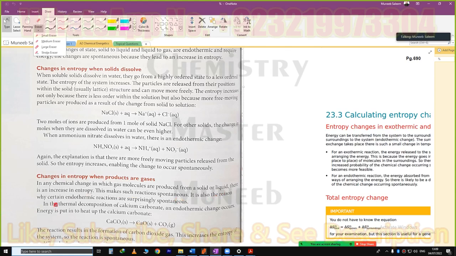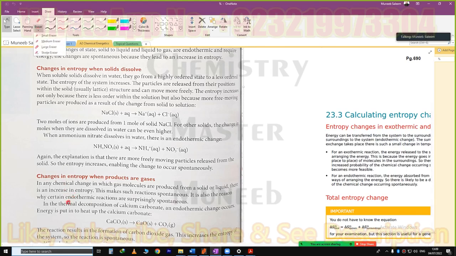It is also the reason why certain endothermic reactions are surprisingly spontaneous. Spontaneous means that the reaction is occurring automatically because the products are having the larger value of the entropy. When there is an increase in the entropy value, the reaction type will be spontaneous.